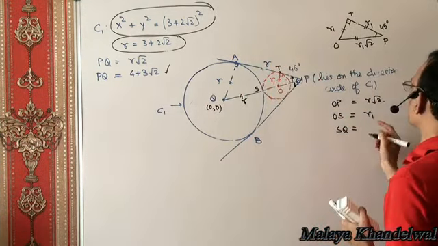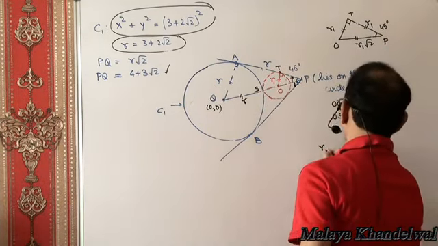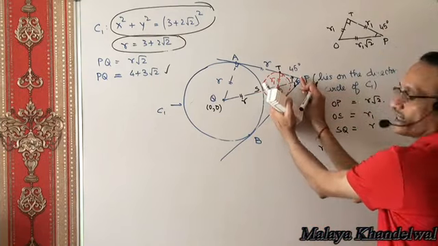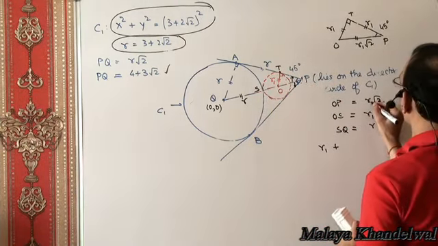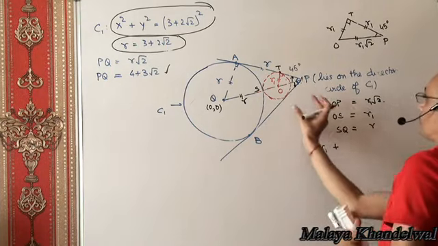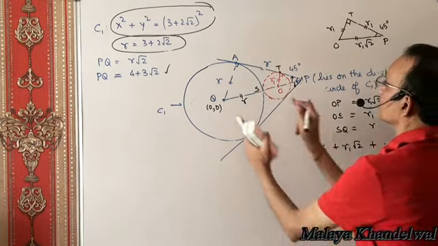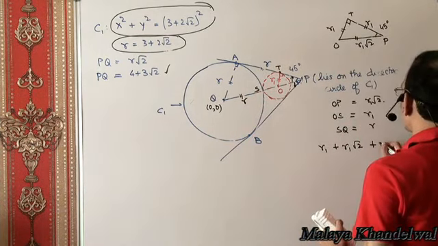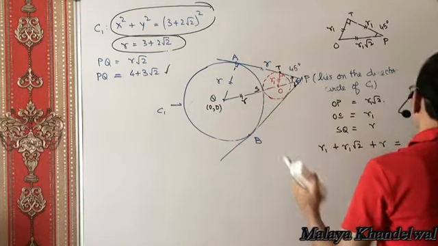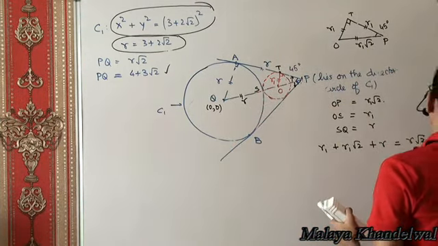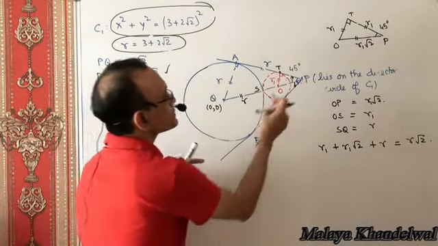Now if I add all of this, R1 plus this length, which is R1 root 2, plus SQ, which is R, the radius of the circle, then I get PQ, which is R root 2. That's what I get, right? I hope all of you understand this.